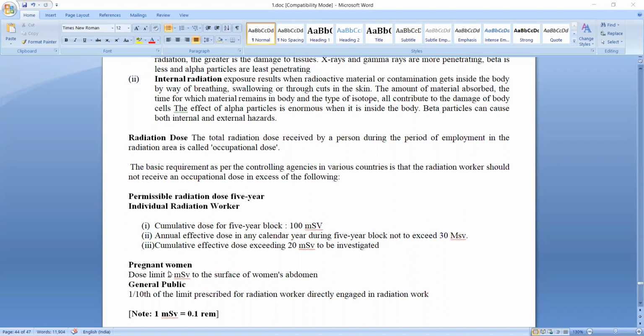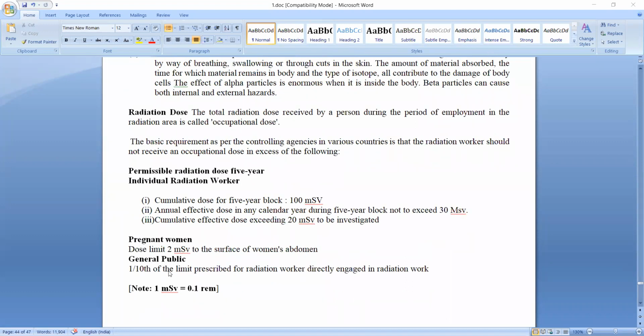For pregnant women, we should take more care. The dosage limit is 2 mSv only to the surface of the woman's abdomen, because there is a small baby inside the abdomen. So even 2 mSv also creates problems to the baby. So the dosage limit for pregnant women is 2 mSv at the stomach area.